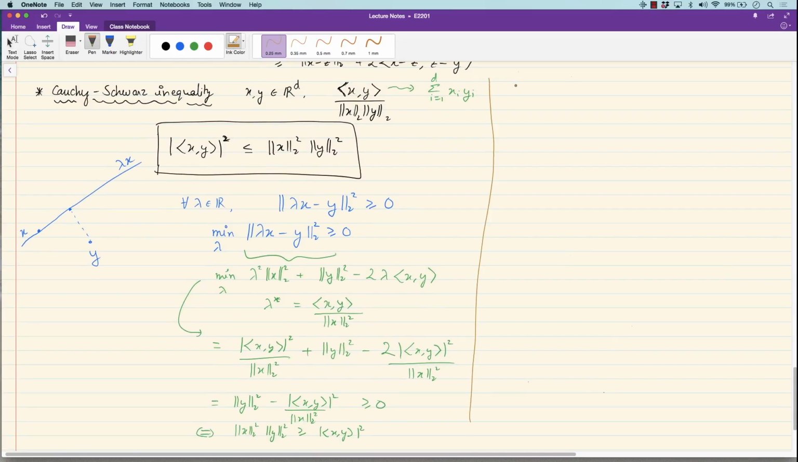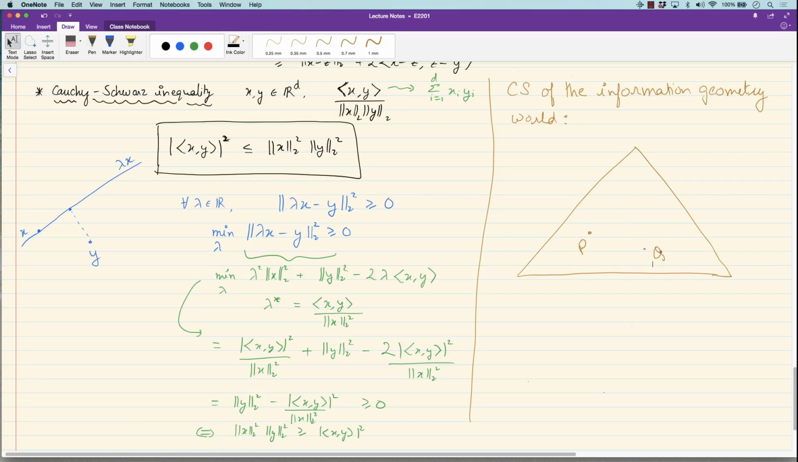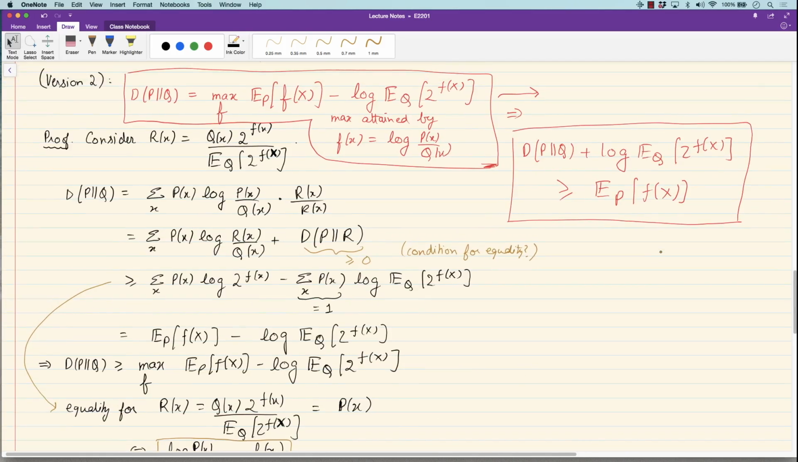So I'll just call it the Cauchy-Schwarz inequality of the information geometry world. So what happens now? Now we have a distribution P, okay, and there is a distribution Q. Actually, perhaps it's better to restrict to a smaller class.